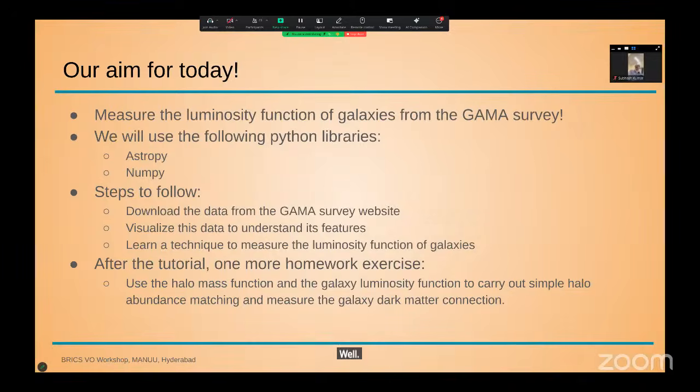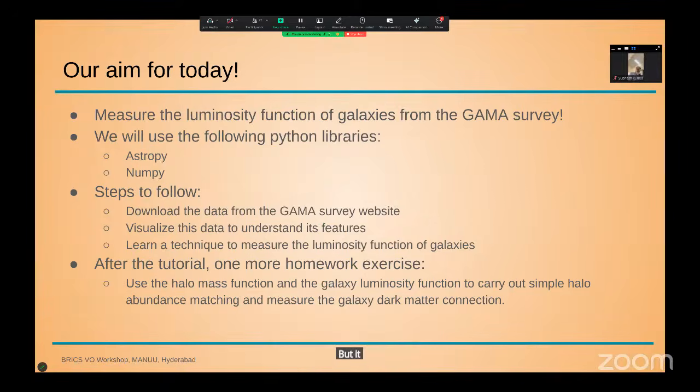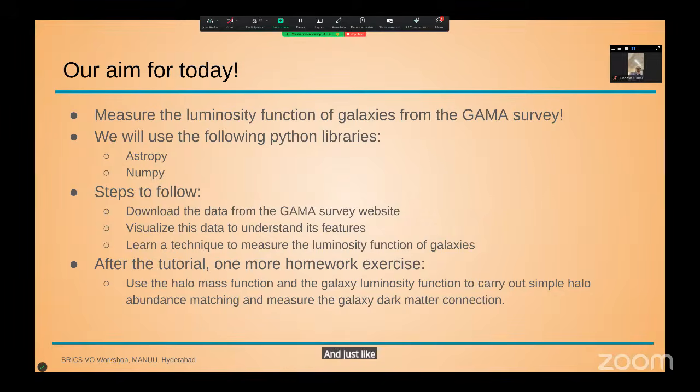As long as you can plug in the parametric component there, it's not a problem. We can model it as a macro component which does not interact with light, but it still has a density. And we model it with its density. That's it. And then we try to measure what this density is. And just like ordinary matter, as volume increases, its density is going to fall down as one over volume.